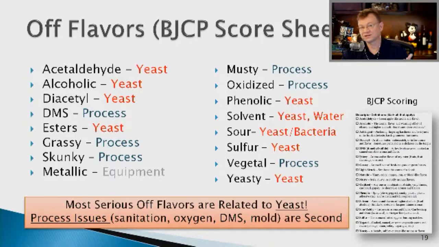So things like acetaldehyde, which is like a green apple flavor, is yeast related. It's an incomplete fermentation. Alcoholic comes from usually fermenting too hot. You'll get secondary fusel alcohols created. Diacetyl is like a buttery flavor that you get from yeast. Esters, I mentioned, are fruity flavors that you get from yeast. Usually when yeast gets warmer, it produces more esters. Phenolic, we'll talk about in a minute, solvent flavors, sour, et cetera. So a lot of these things are yeast related. So it is important that you take good care of your yeast.